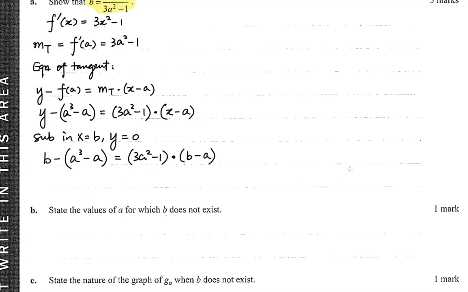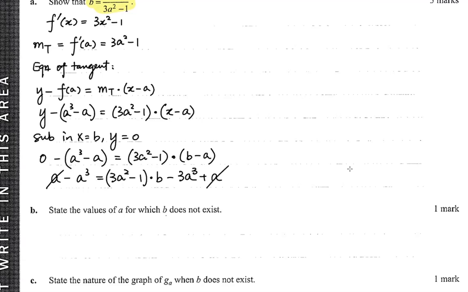And hang on a second, I think I fluffed around this a bit. So this y is 0. So you should have a minus a cubed equated to 3a squared minus 1 times b minus 3a cubed plus a. Okay?